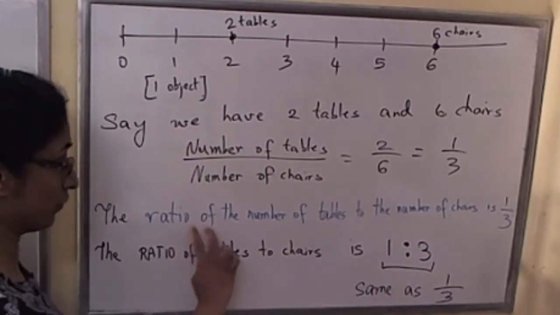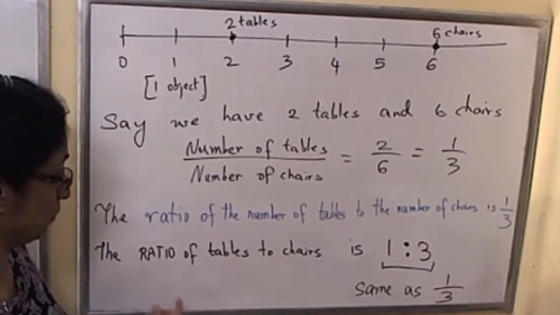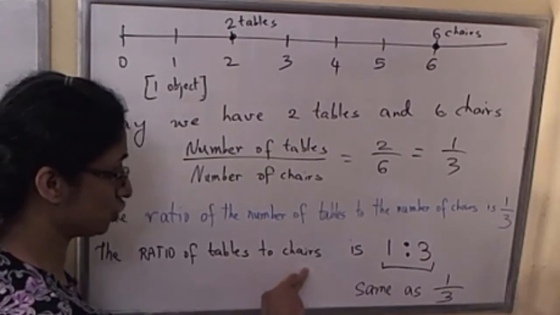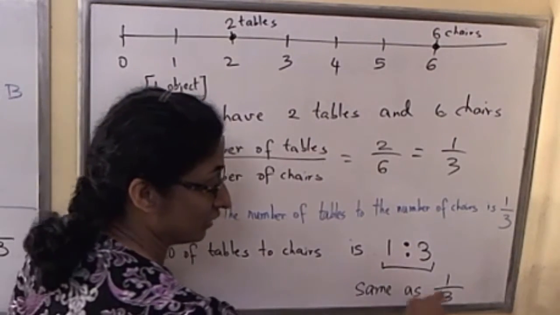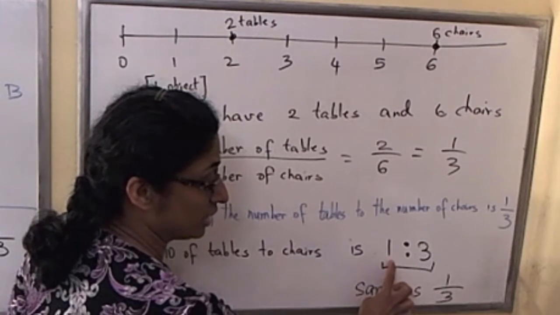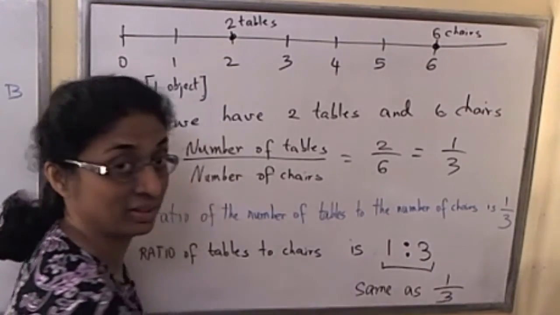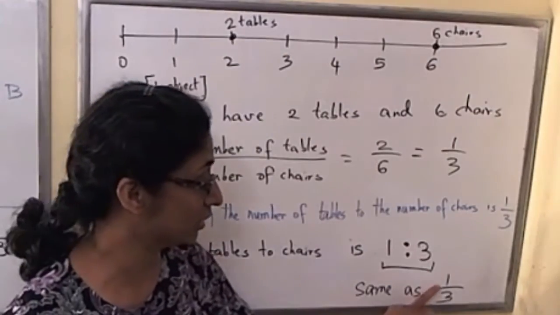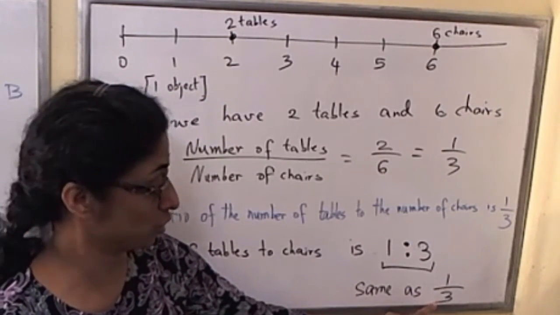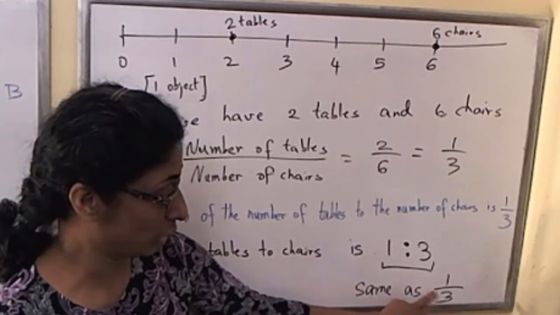Furthermore, instead of this long phrase, number of tables, sometimes in real life you'll find the shortened form. The ratio of tables to chairs is the fraction 1 over 3, but that 1 over 3 is denoted in this notation 1 colon 3. It simply means nothing but the fraction 1 over 3 that you're familiar with. We're just choosing to write the numerator on the left side, colon, and then the denominator on this side.